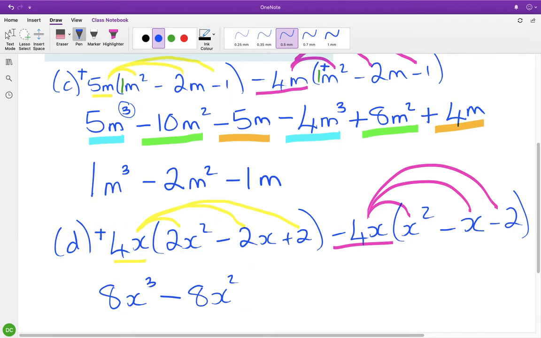Last multiplication is a plus and a plus, so when the signs are the same, the answer is plus. 4 times 2 is 8. This has an x, this has nothing, so overall just x. That's the yellow bracket done, so we move on over here to the pink bracket.